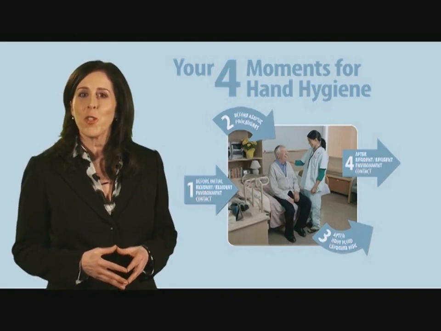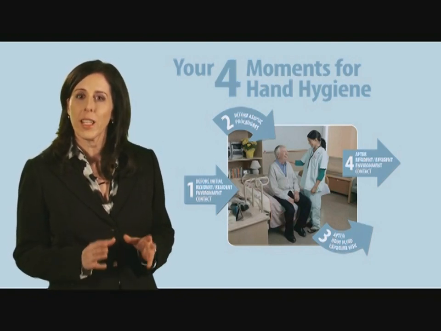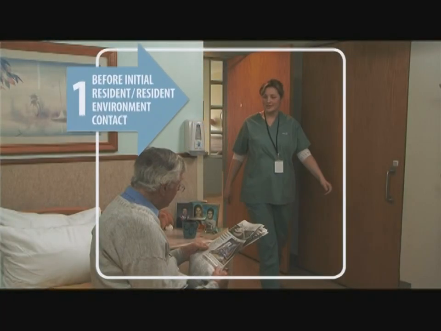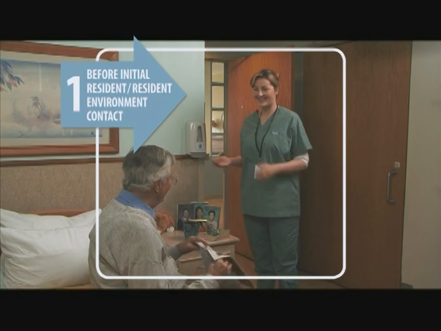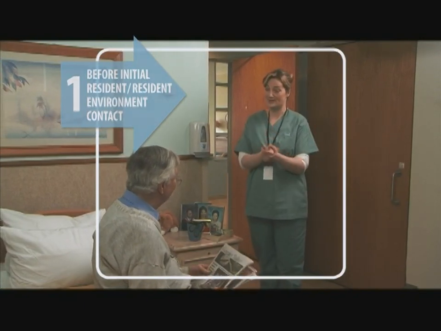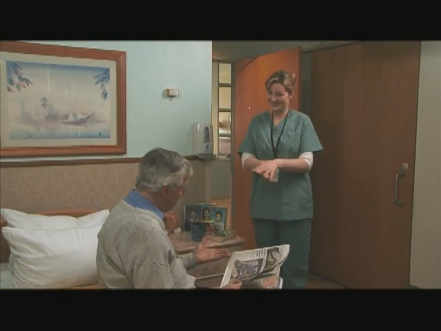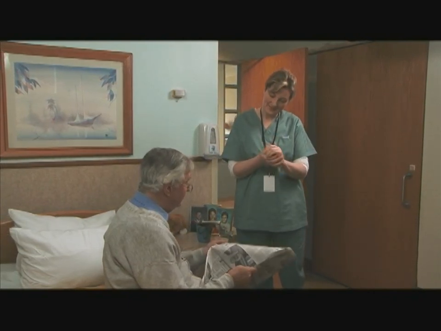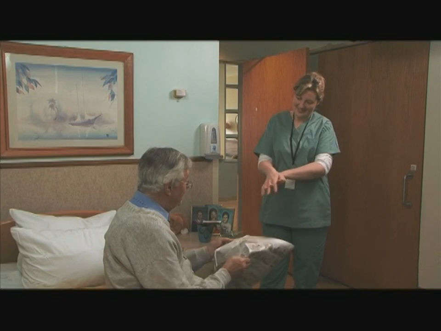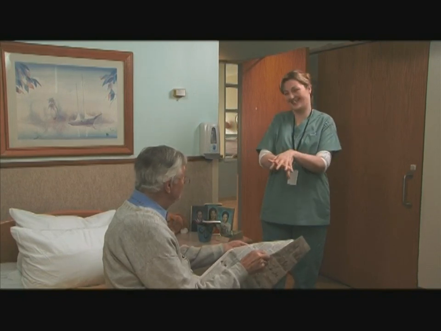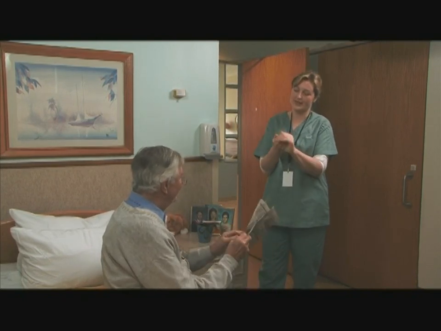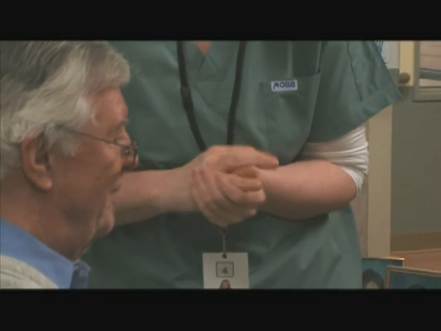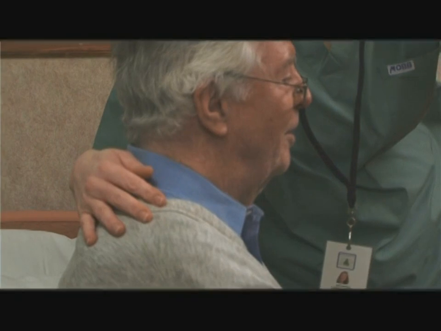You need to follow the 4 moments whenever you work in the resident's room. Moment number 1. Always clean before initial contact with the resident or the resident's room. Cleaning hands before initial contact is required to protect the resident from harmful organisms carried on hands from the home environment outside the resident's room. Clean your hands when entering the resident's room before you touch the resident or their area.